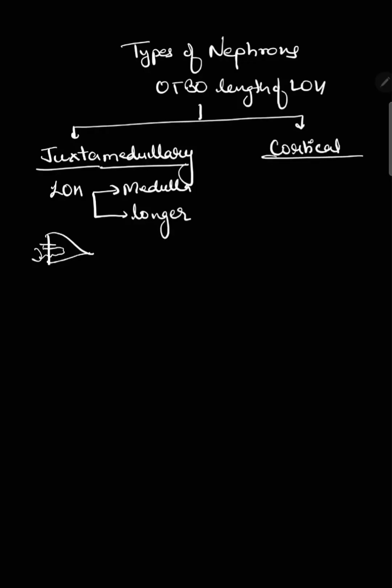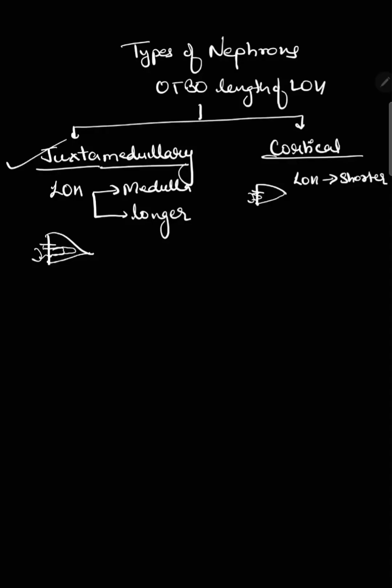And this is cortical, meaning the major portion of the nephron will be in the cortex region. So if this is the renal pyramid, this is the Bowman's capsule, the maximum portion will be in the cortex region, and here the loop of Henle will be short. It will go into the medulla region, that is for sure, but it will be shorter, and the maximum portion of the nephron will be in the cortical region. Here the maximum portion will be in the medulla region, because the loop of Henle is very long. It can go up to this length also.